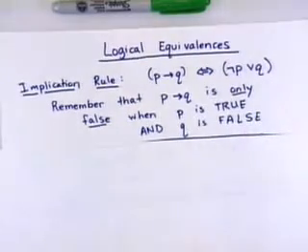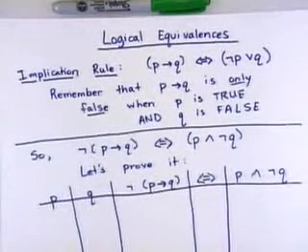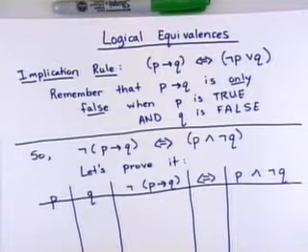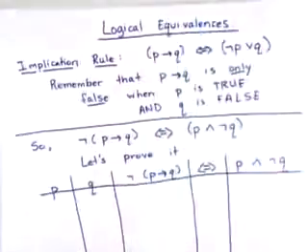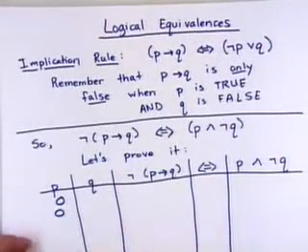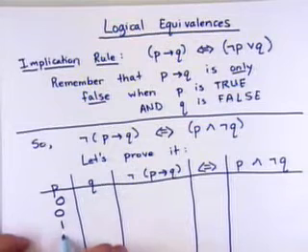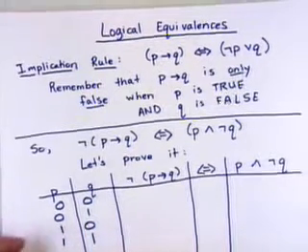The next one comes from this equivalent definition: the only time P implies Q is false is when P is true and Q is false. So let's prove that with the truth table. First we'll put our values in for P and Q. Remember that we start with 2 zeros and then 2 1s for P, and Q is 0 1 0 1.